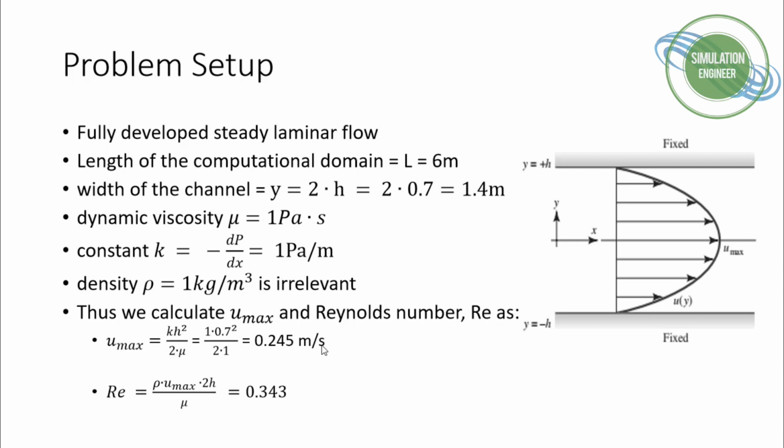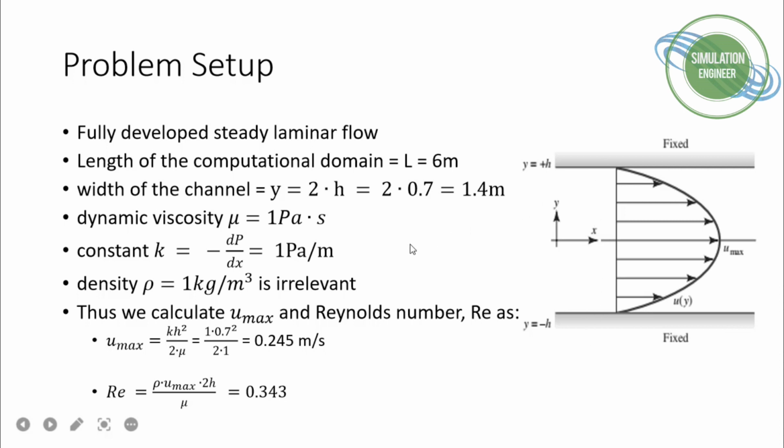So the problem setup will be like this. We are assuming here a fully developed steady state laminar flow, and it will be a two-dimensional flow, as it is just for demonstration purposes. So I try to simplify the problem. The length of the computational domain, let's say this length L, is 6 meters. The width of the channel is 2 times h, so h is y equals plus h, y equals minus h. In total it will be 1.4 meters. So this is the total width of the channel.